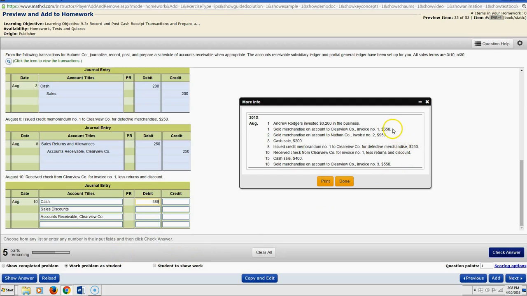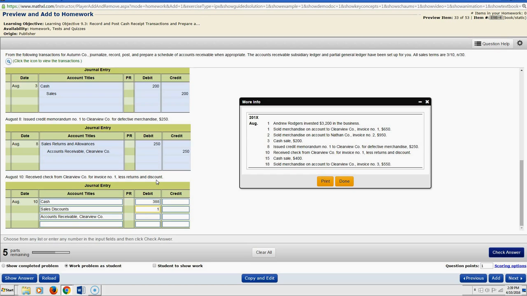Again, that's 400 minus the $12 discount. Where'd I get the 400? The sale was $650 minus the $250 return, nets us down to 400. The guy takes a 3% discount on 400. 3% of 400 is $12. 400 minus $12 equals $388.